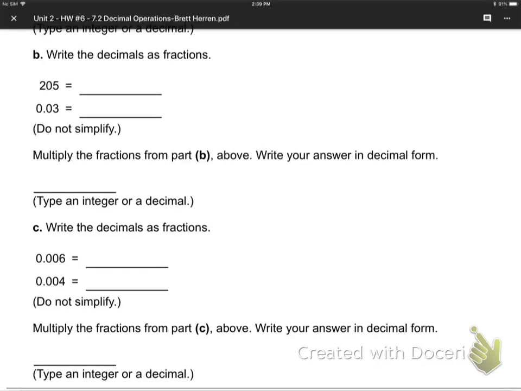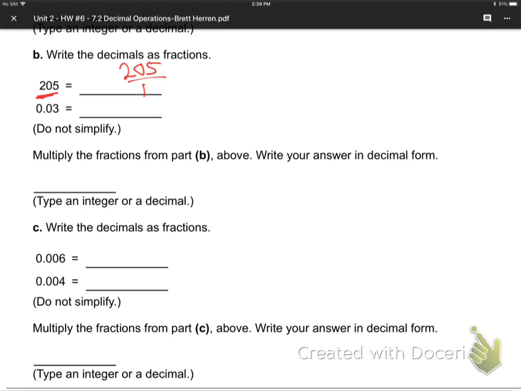So I want to make 205 into a fraction. How do you write 205 as a fraction? It's kind of weird. Any ideas? Yeah, just put it over 1. Well said. Just 205 over 1 is all we do on that. That's right. 205 over 1.